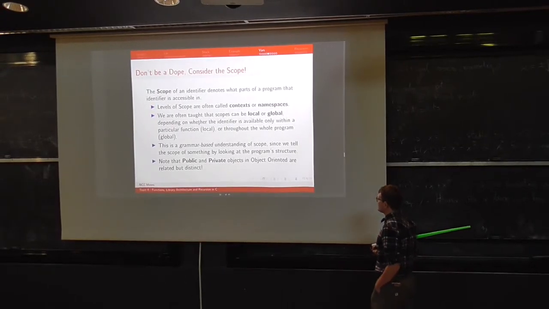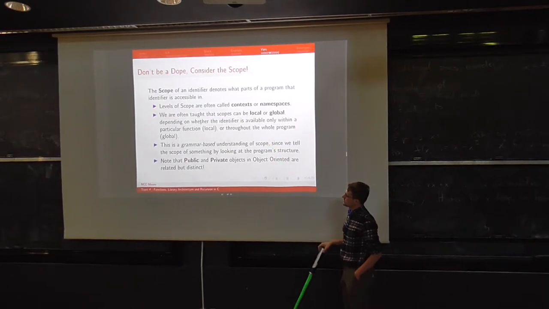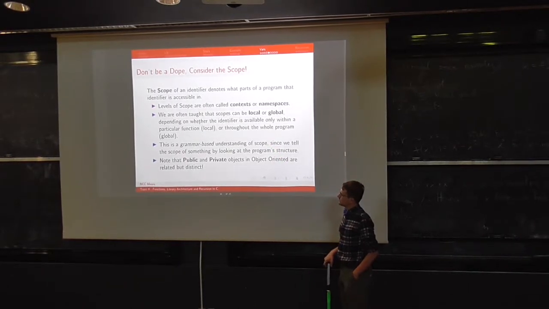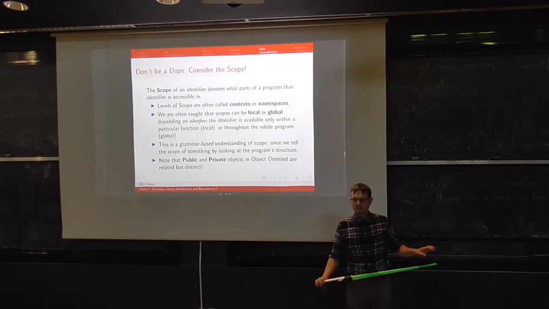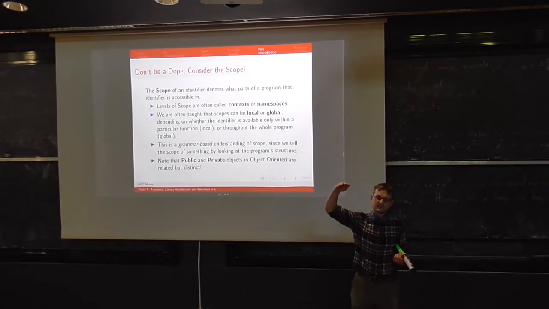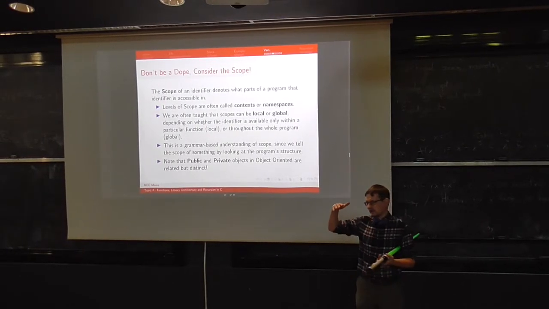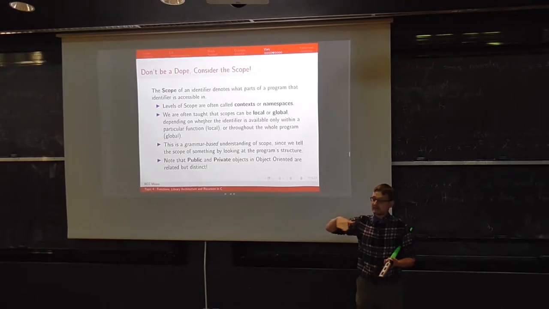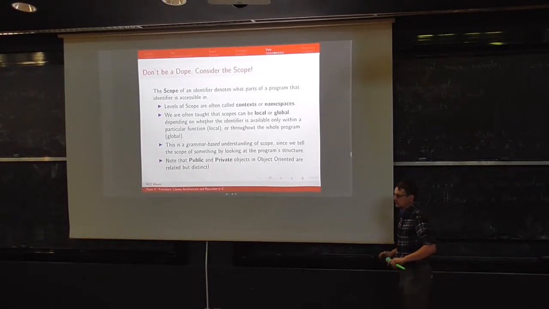This is actually a fallacy. This is a grammar-based understanding of scope, since we can tell the scope of something by looking at the program's structure. It is more correct to think of there being several layers of scope, and the local being only the top level in the function call stack. But I've been through that a couple of times now.